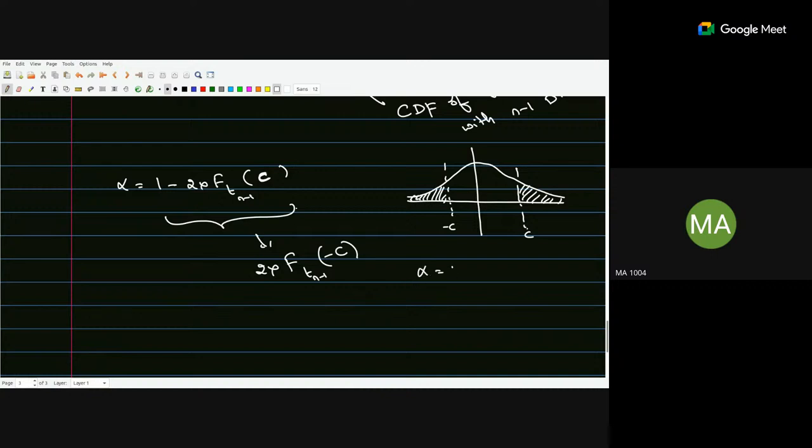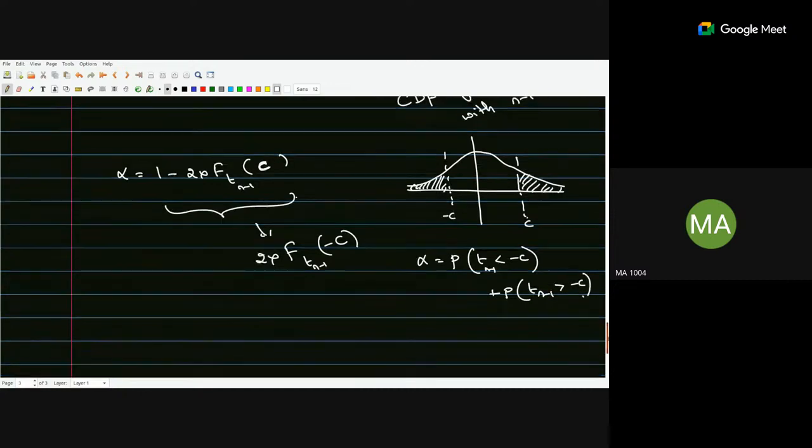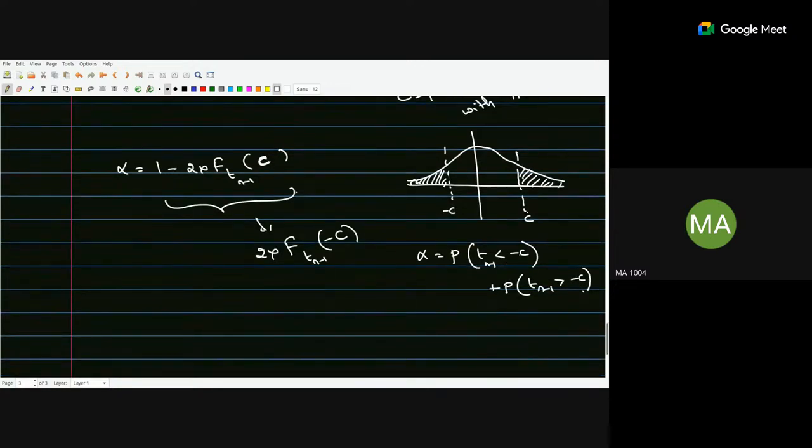So alpha will be the probability that t n minus 1 is less than minus c, plus the probability that t n minus 1 is greater than c. Now it's a matter of how you write it. Sir, why minus c in both? One is plus c. And if you observe correctly, this probability is the same as the other because of the symmetry.